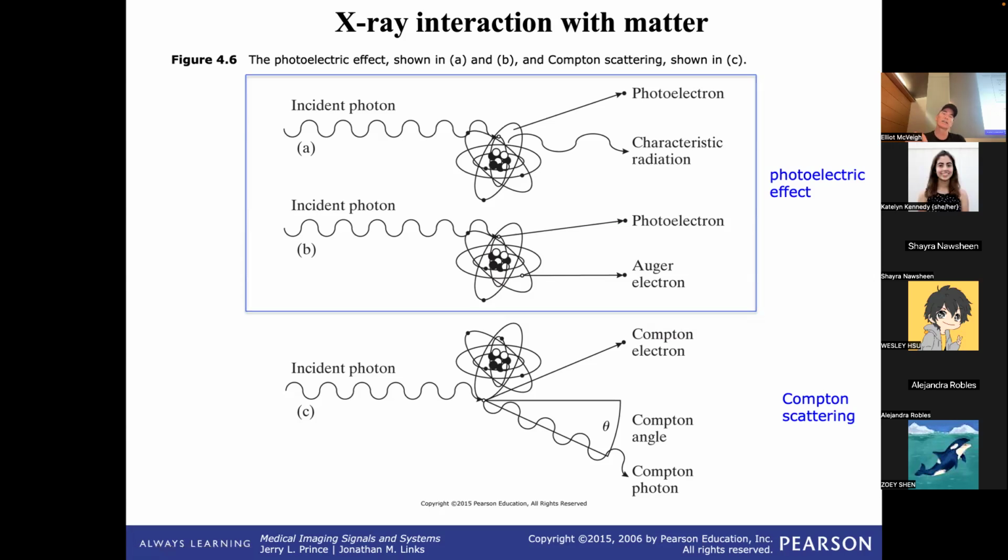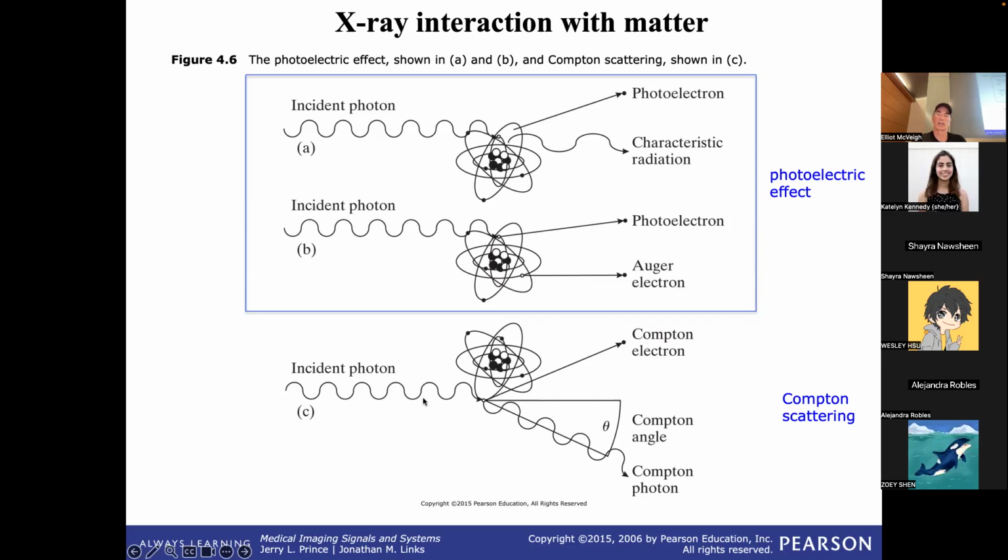when you've completely absorbed the X-ray when it hits the atom and knocks one of these electrons out. That's the photoelectric effect. Notice the X-ray stopped in both those cases. It just ended its journey right there.